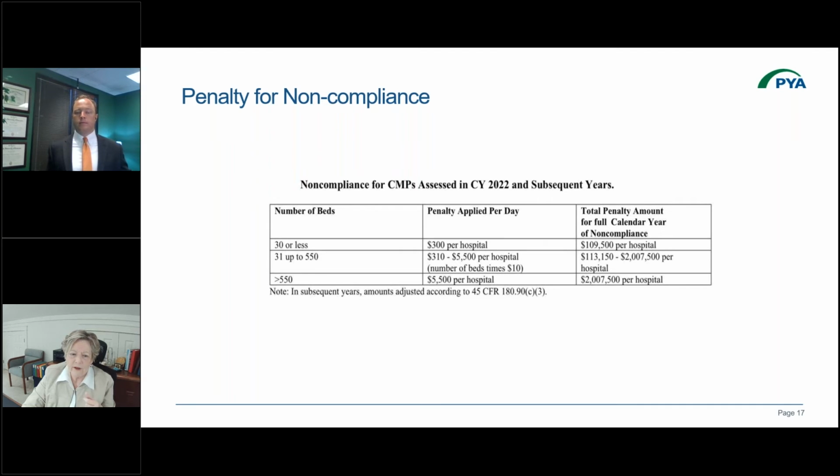And if you are a hospital with more than 550 beds, your penalty is $5,500 per hospital per day. So you're going to wind up with a penalty in excess of $2 million. This is significant compared to the original proposed or implemented $109,000 per day.